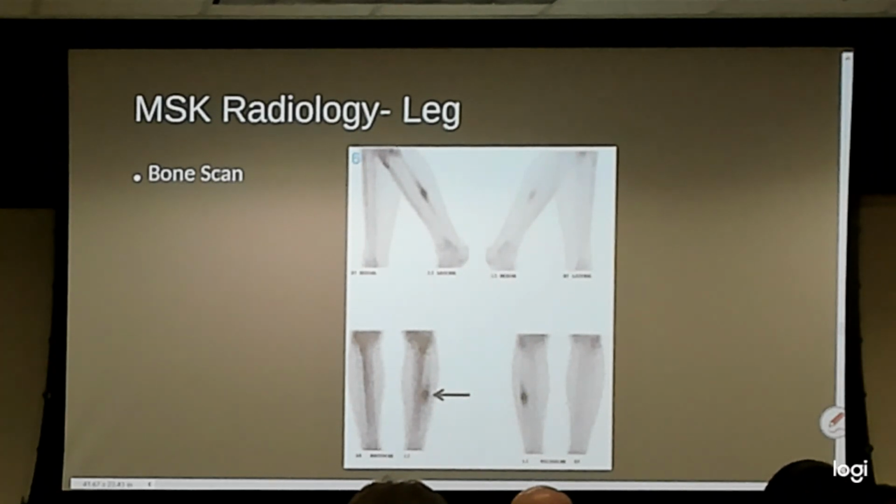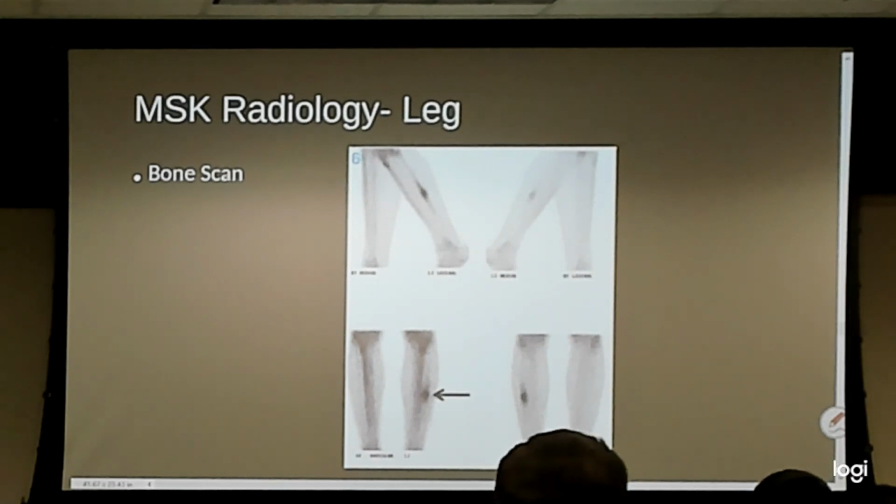It could be a tumor, it could be a stress fracture, it could be a cyst that's healing. There are a lot of things that it could be. So just because it's there does not tell me exactly what it is. So when would you guys use a bone scan?